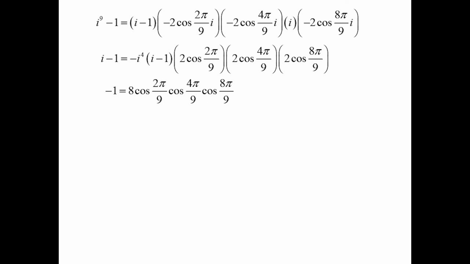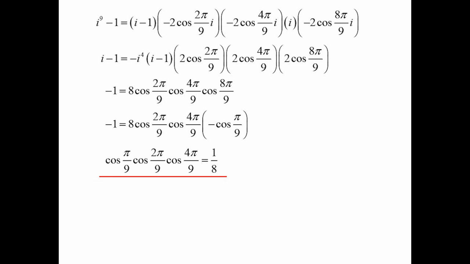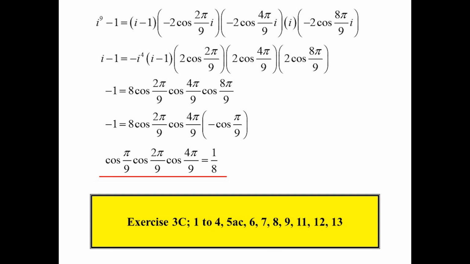What were we trying to prove? Wasn't that, was it? It was, but hang on a sec. Cos of 8 pi on 9, I could rewrite as minus cos pi on 9. We're in the second quadrant, cos is negative. Acute angle would be pi on 9, giving me cos pi on 9, cos 2 pi on 9, cos 4 pi on 9 is equal to 1/8. All right, so 3C is playing with these wonderful roots of unity.